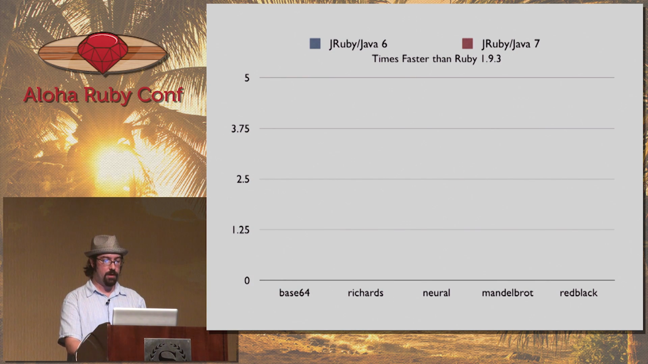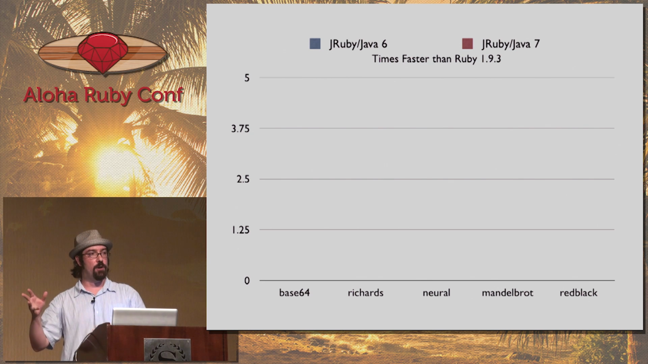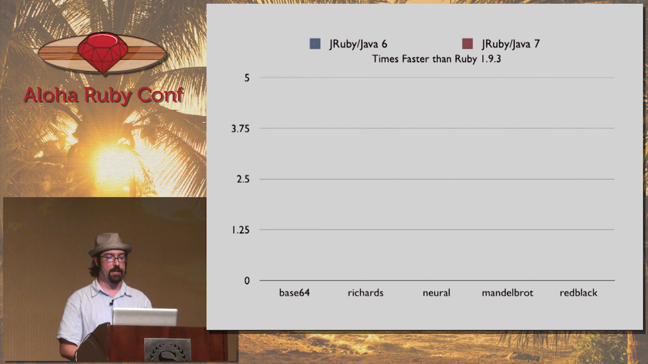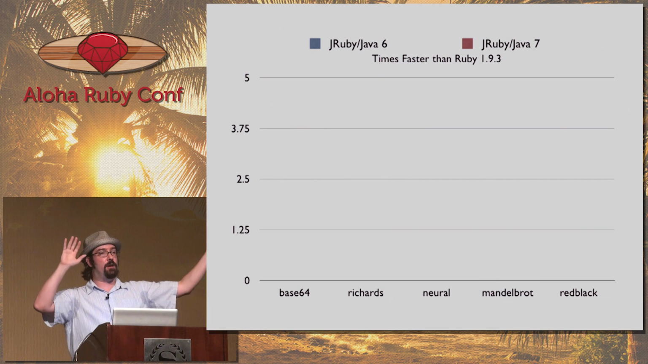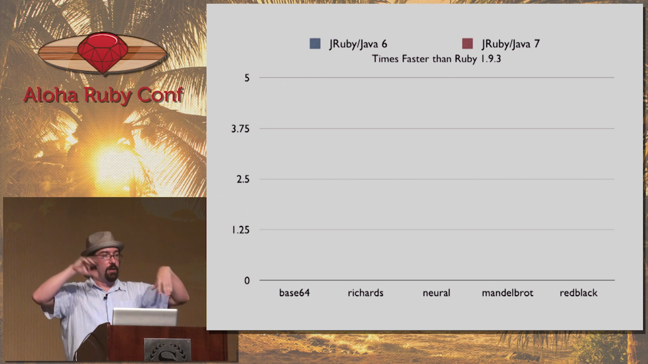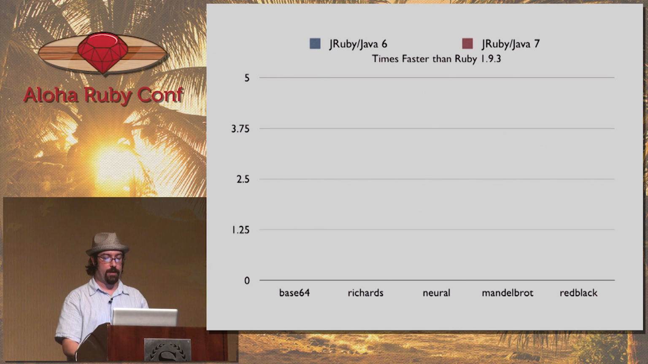Actual numbers. You'll notice none of these are silly fib benchmarks. These are more real-world benchmarks. Doing base 64 encoding, Richards is kind of a VM simulator that does a few things that are difficult for VMs, like polymorphic calls, multiple targets at the same call site. Neural is basically a neural network simulator, a very simple CS 101 version of it. Mandelbrot just generates a Mandelbrot to the console many times. And red-black builds up a very large red-black tree, walks it, searches it, deletes elements, and whatnot.